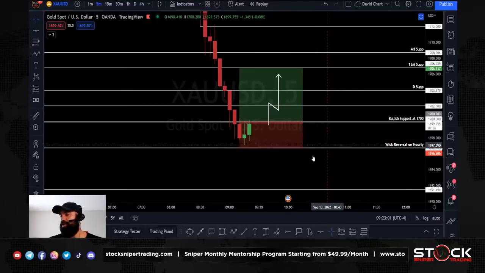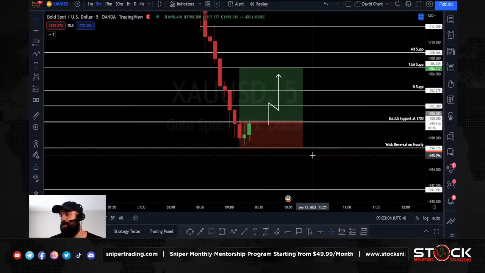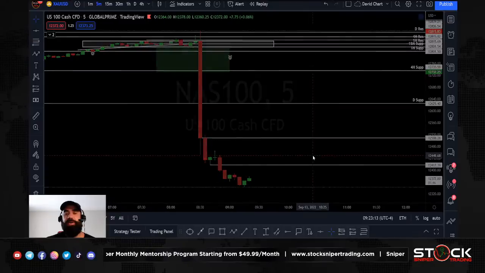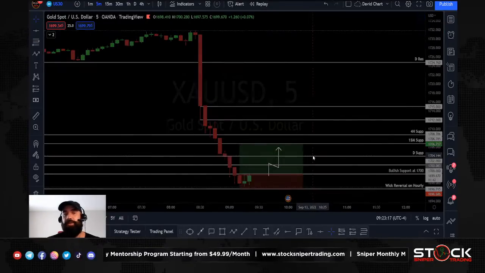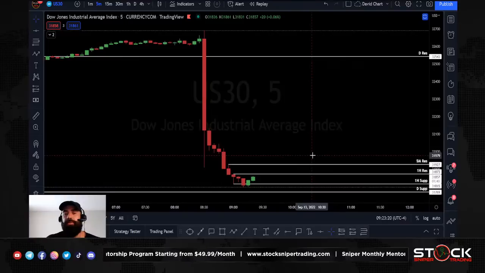Okay, so let's watch and see how US 30 is moving, guys. We've got about 6 minutes until market open. Got NASDAQ starting to potentially reverse here. Goldie's starting to get pushed down a little bit. And then you have US 30 here.